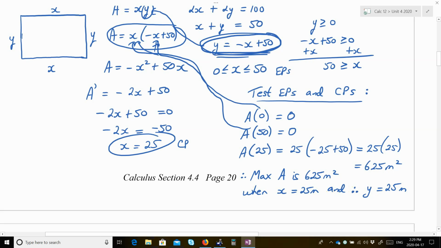Okay, and so it's trying to point out to you that a rectangle, when you maximize its area, it actually ends up being a square. A special kind of rectangle, it's the square that maximizes the area. See how it's 25 by 25. So that's kind of cool.